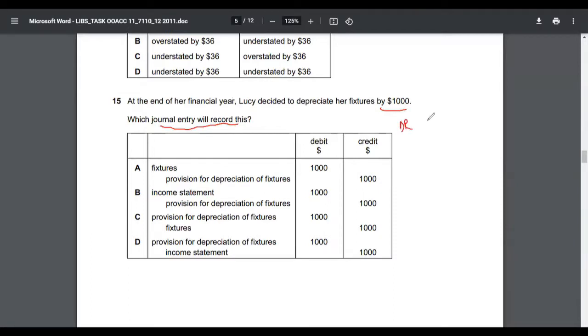The correct entry for depreciation is always debit income statement, because depreciation is an expense, and then credit provision for depreciation, which is the contra asset account for the fixtures. So debit income statement, credit provision with the amount of $1,000. That immediately catches your eye. The correct answer to multiple choice 15 is option B.